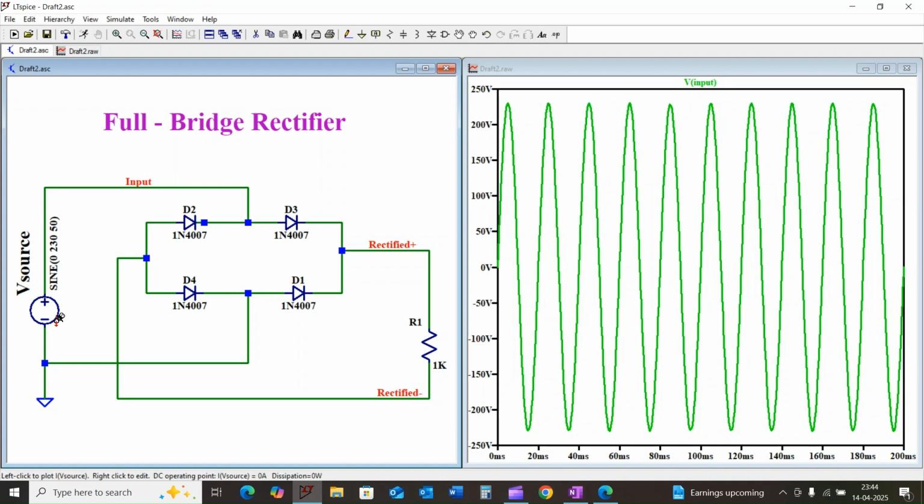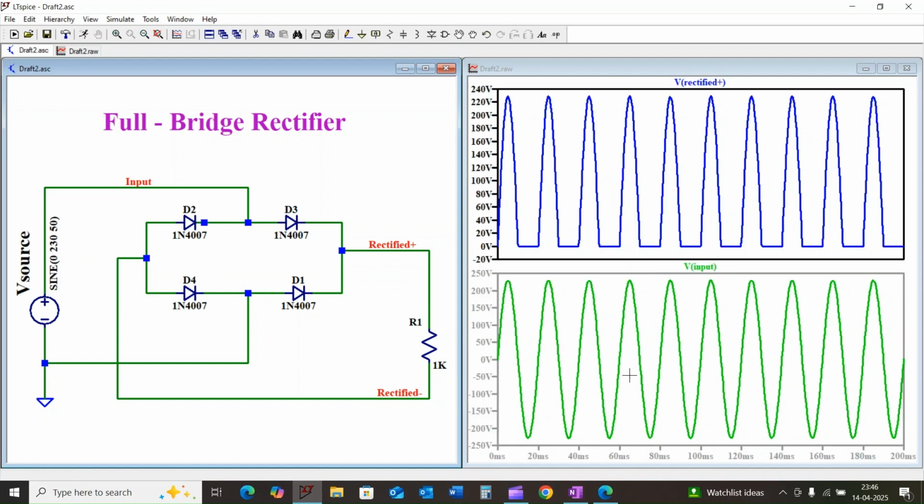Now when the input goes negative, from here to here, current now flows through the diode D1, again through our load resistor R1 in the same direction, and back through the diode D2 to the source. See that even though the input voltage polarity has flipped, the current through the load resistor R1 is still flowing in the same direction. This bottom trace here, in green color, is our input AC signal.